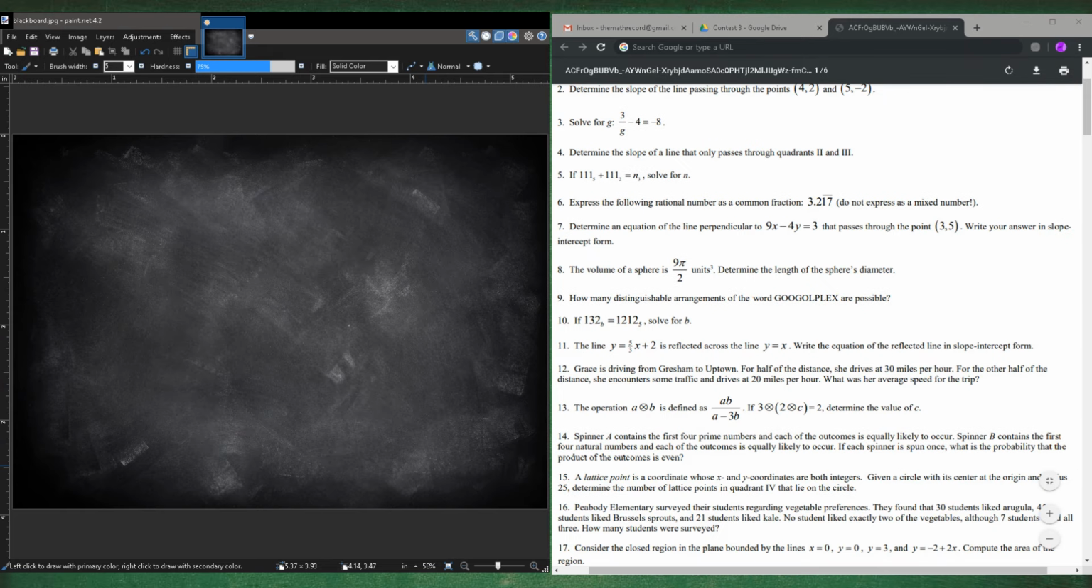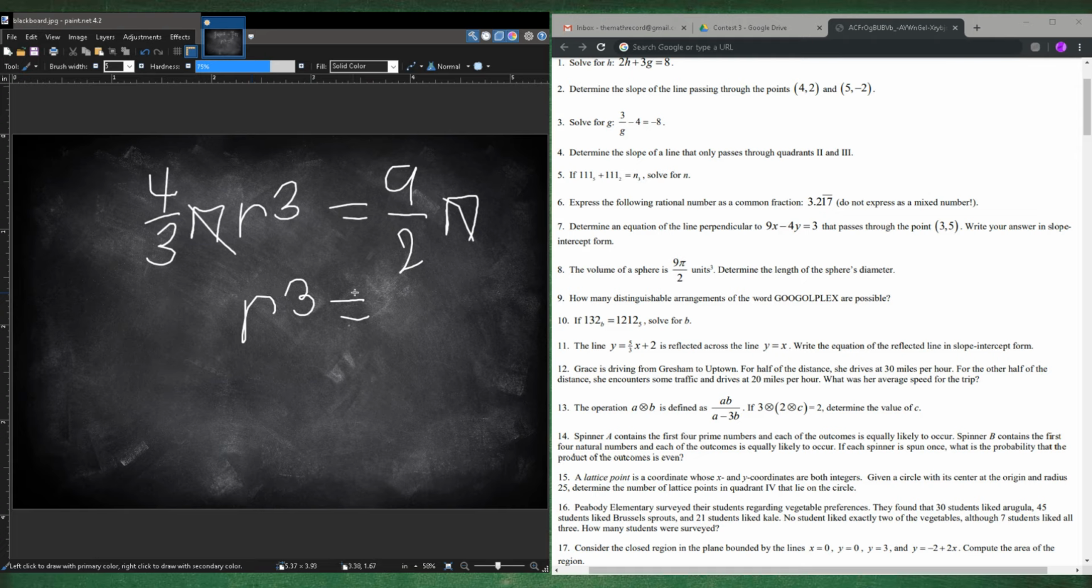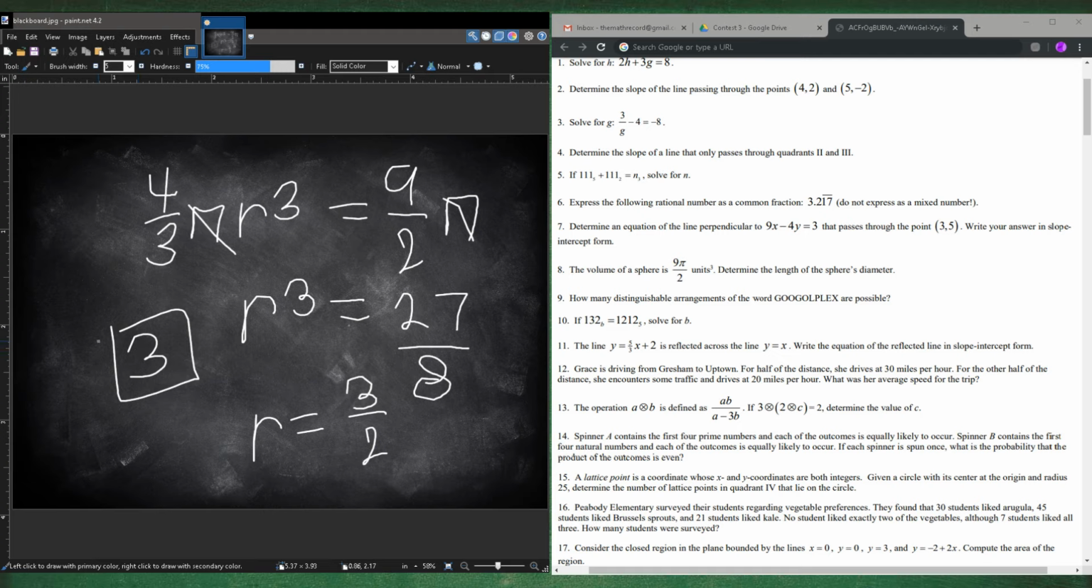Question 8. The volume of a sphere is 9 pi over 2 units cubed. Determine the length of the sphere's diameter. So the volume of a sphere is 4/3 pi radius cubed. So that's equal to 9 over 2 pi. So cancel out the pi's. Multiply by 3 over 4, so you get r cubed is equal to 27 over 8, which is just r is equal to 3 over 2, basically. So if the radius is 3 over 2, the diameter is just 2 times the radius, which is just 3. So the answer for 8 is just 3.